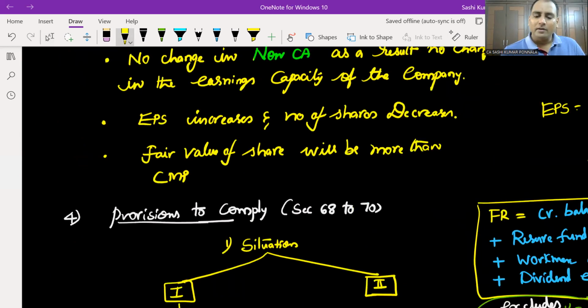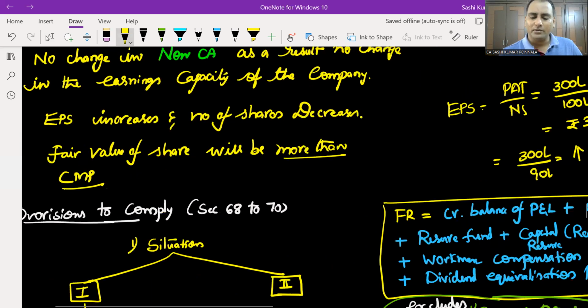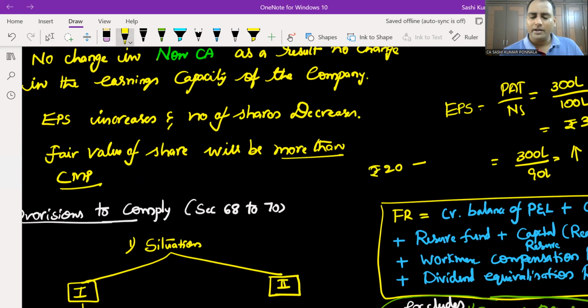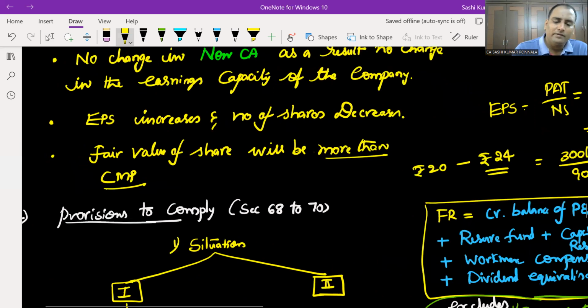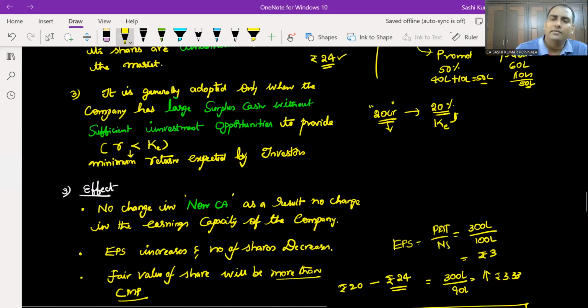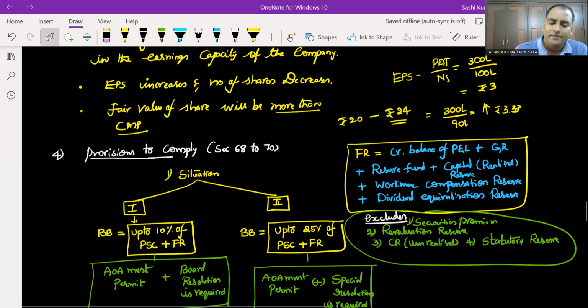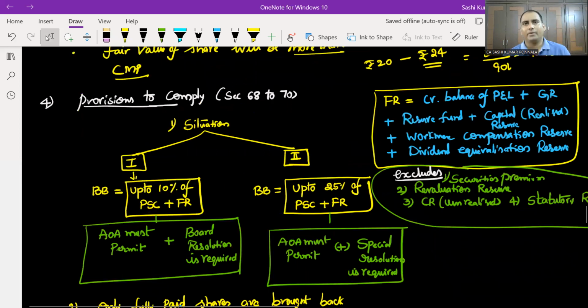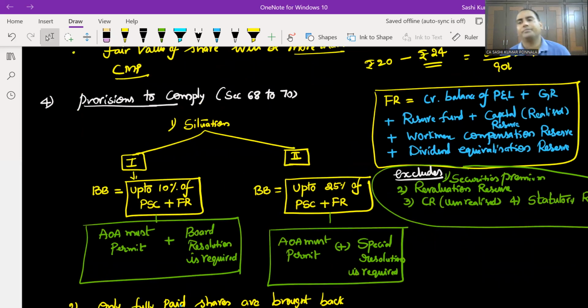EPS increases, number of shares decreases. The fair value of the share will be more than the current market price. As I told you, it is trading at 20. After buyback, the theoretical price will increase to 24. So this is the second part: situations and reasons, and the effect of buyback on the EPS, share price and number of shares. Next.